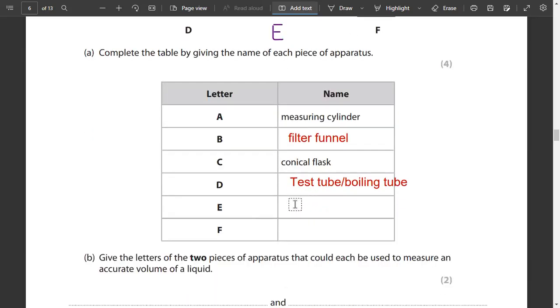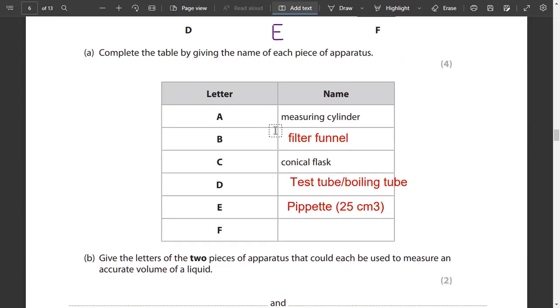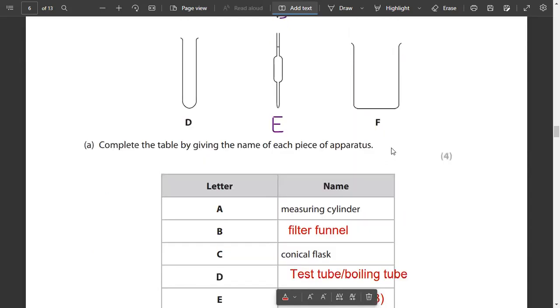E क्या है? E is known as a pipette. ये जो pipette होता है, pipette की खास बात ये है that it measures exact 25 centimeter cube of volume. तो E आपका pipette है, और F क्या है? F is a normal beaker. It does not have any markings. इसलिए ये measuring cylinder नहीं है. Don't confuse it with a measuring cylinder. Measuring cylinder के ऊपर measurement markings होती हैं. Over here you can see on F that there are no measurements. मतलब कि normal beaker ही है.